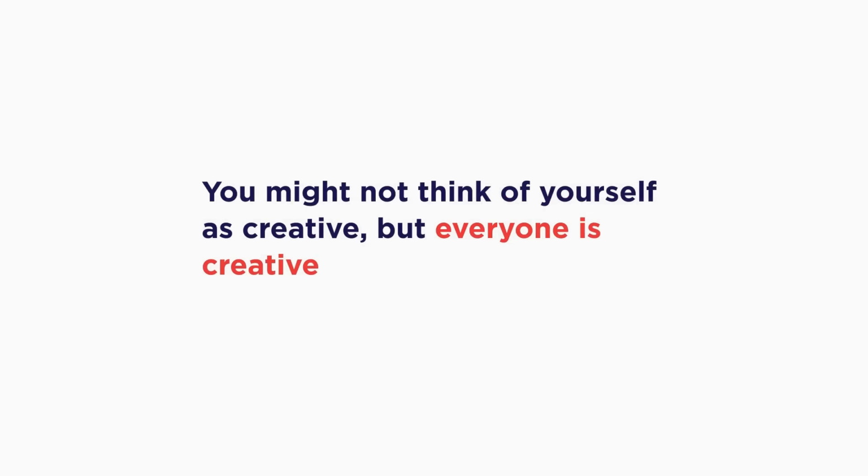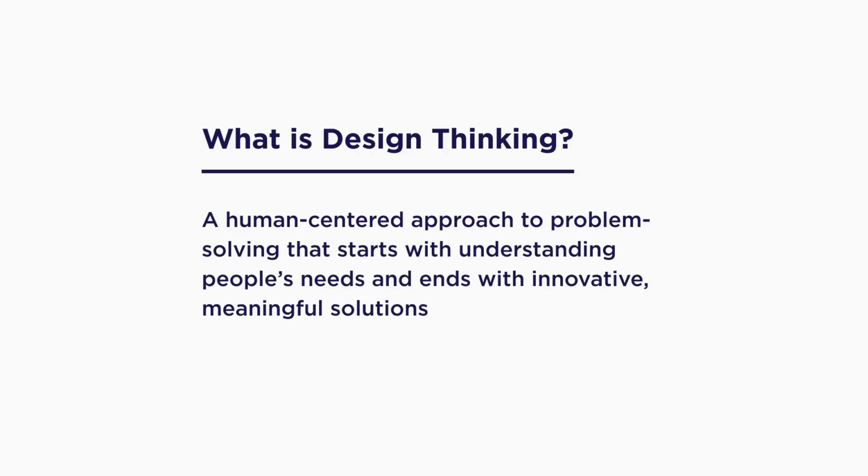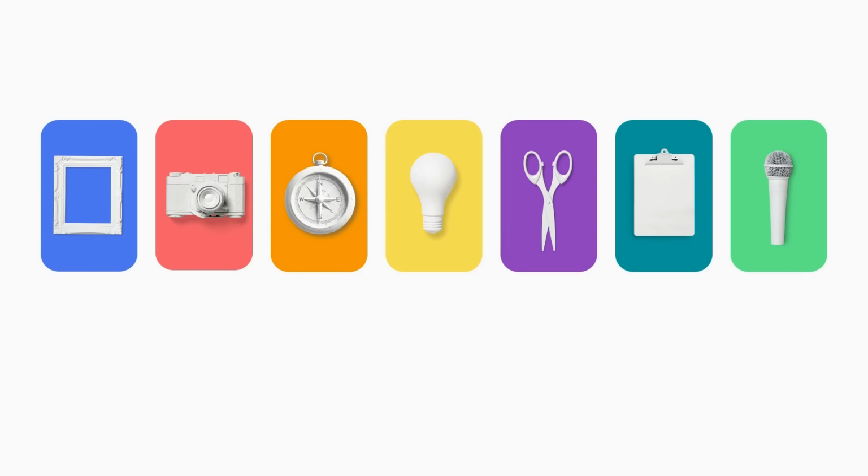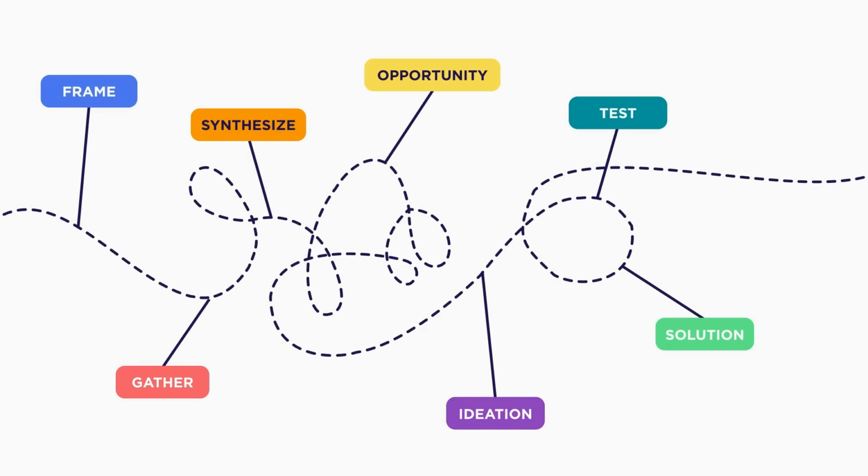Now, you might not think of yourself as creative, but the truth is, everyone is creative. Design thinking is a process that helps unlock that creativity. It's a human-centered approach to problem solving that starts with understanding people's needs and ends with innovative, meaningful solutions. In this video, we'll take you through each phase of the design thinking process, from framing a question to sharing a story. Now, while we teach it as a linear step-by-step process, in reality, design thinking is a very iterative process. You might loop back, repeat phases, and refine ideas as you go.